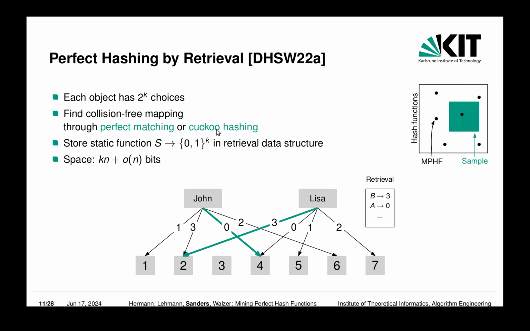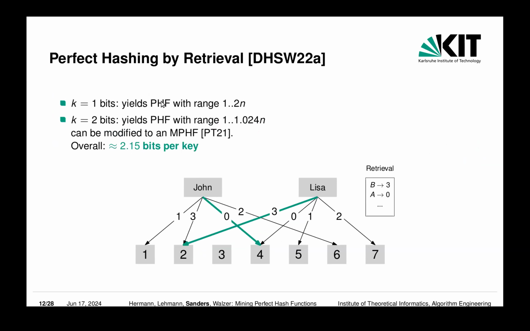So what do we get out of this? If we store a single bit, we know from random graphs that we need a range of twice the range we would like to have. But if we store two bits, we still need a larger range, but it's close to n, something like 0.4% larger range than the optimal.